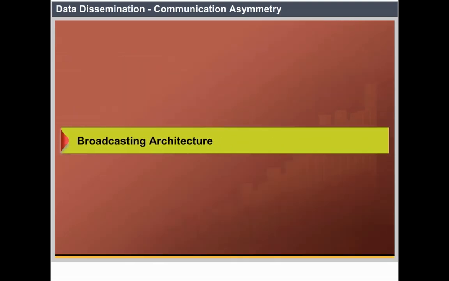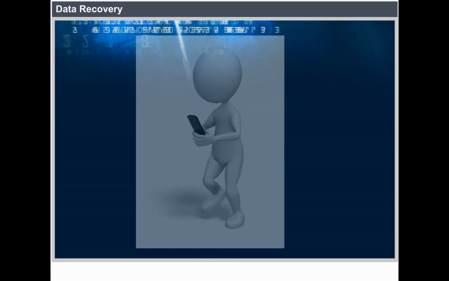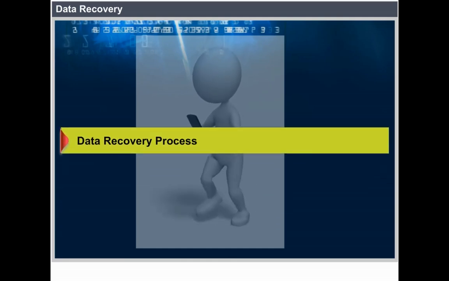Broadcasting architecture. The figure below shows the broadcasting architecture. Data recovery process.